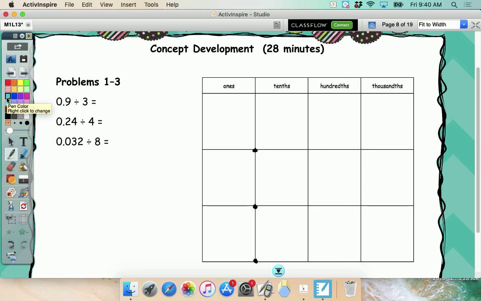Now the first problem says 9 tenths divided by 3. So we've got to think about how we're going to draw those 9 tenths so that it's easy to make 3 groups. Any ideas? No ideas? Think about an array. How would you draw an array with 9 in it?